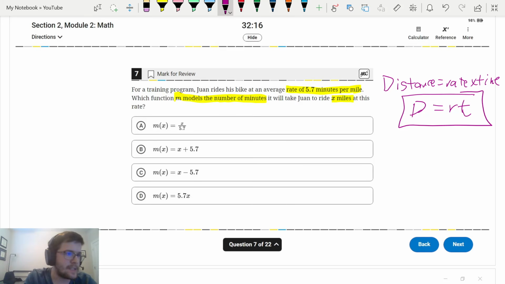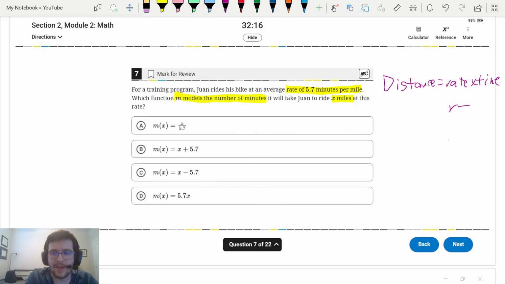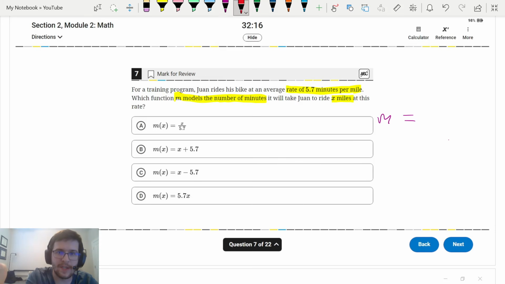Yeah, so I guess the distance is x. The rate is 5.7 minutes per mile. No, when we use D equals RT, we have to have miles per hour. Okay, so you got to think about this one using units. So M equals, okay, so M is in units of minutes.